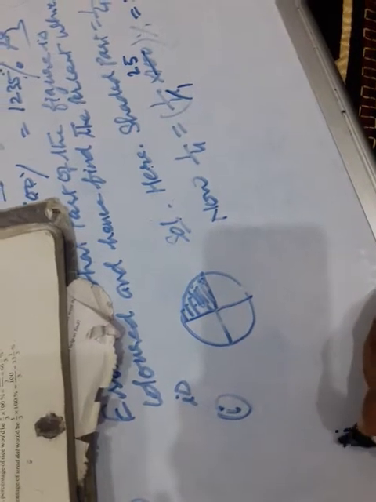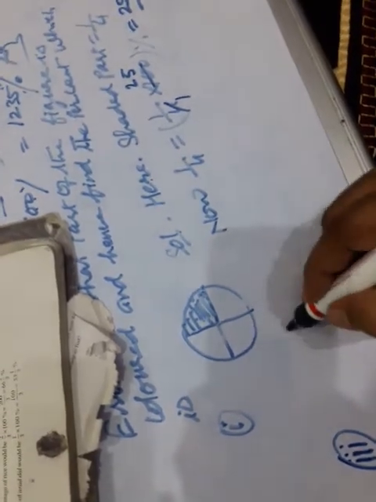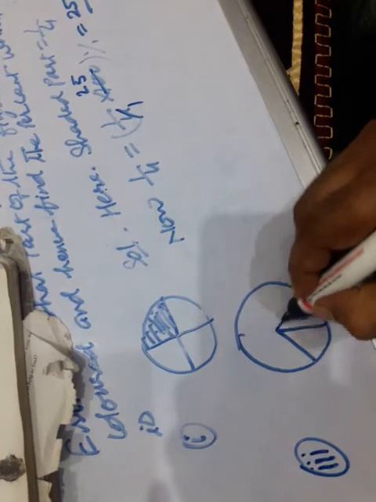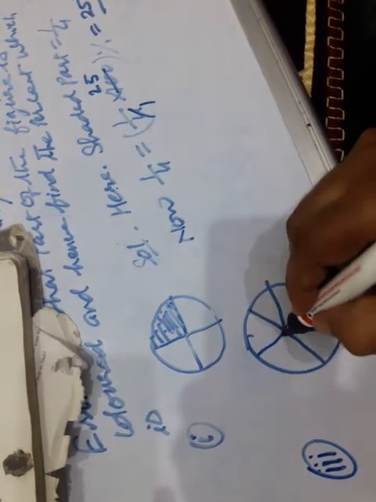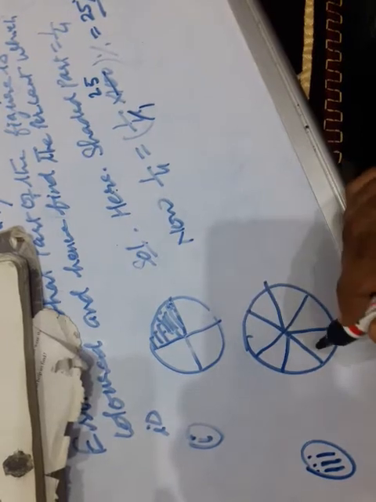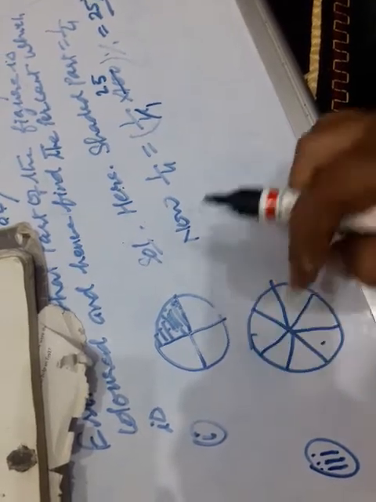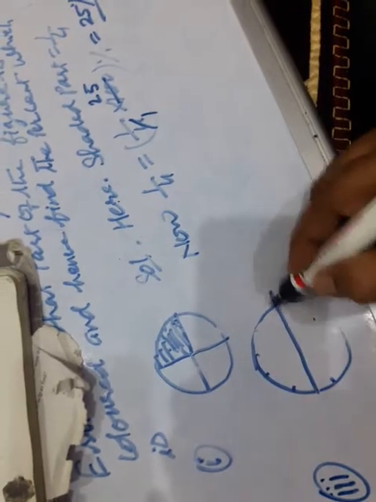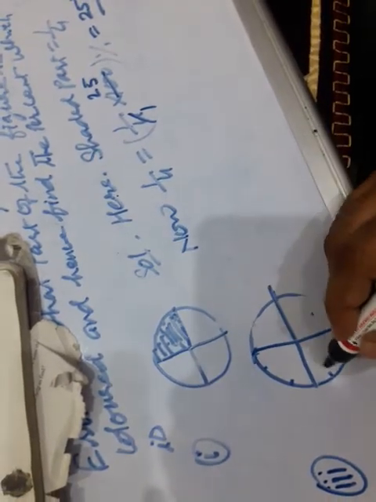Similarly, let us see part 3. Here one circle is drawn, children. What is there? One circle is drawn, right? Here 8 equal parts are there: 1, 2, 3, 4, 5, 6, 7, 8 equal parts. Clear?